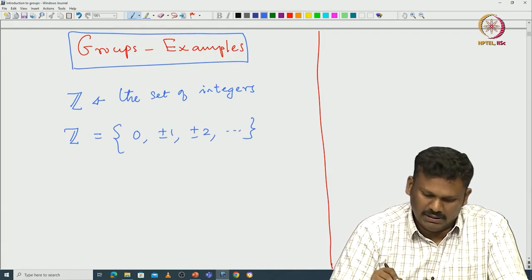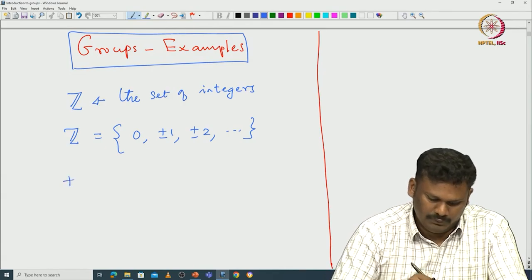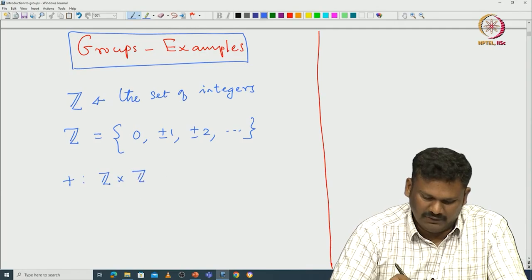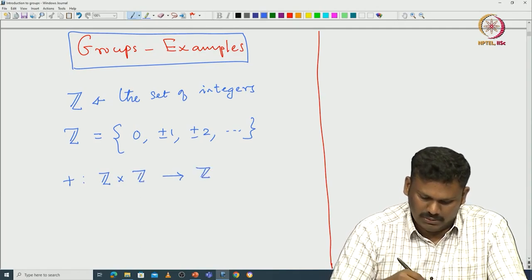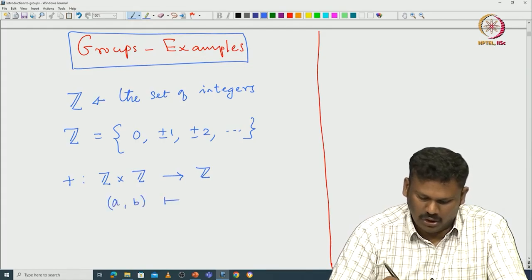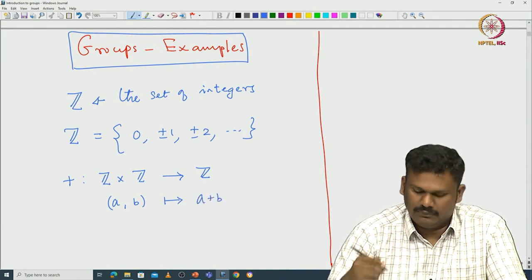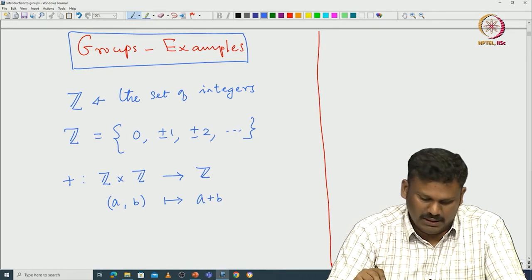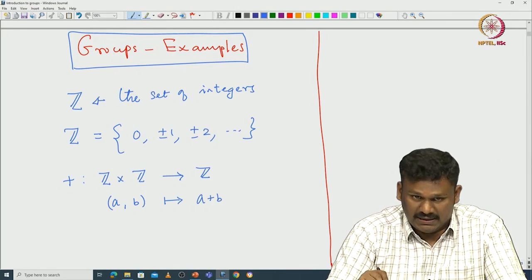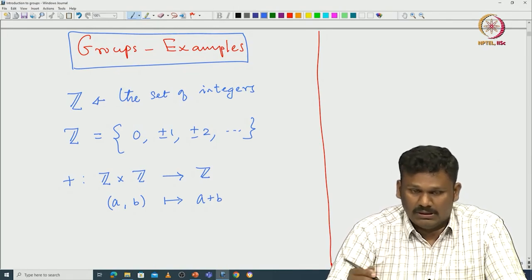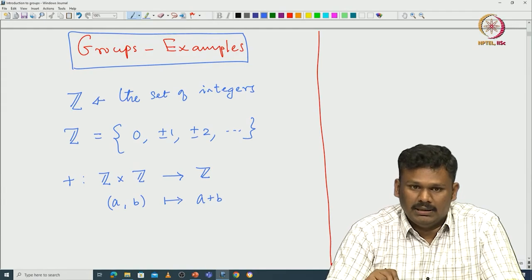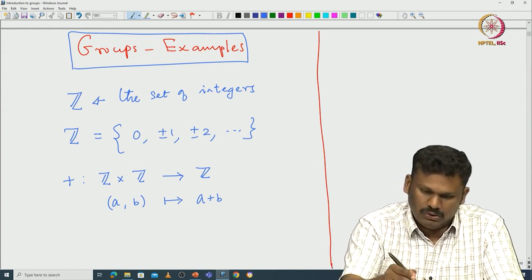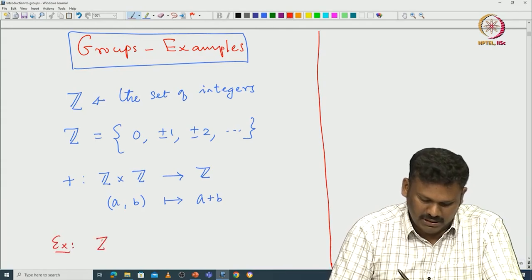With respect to addition, this set is actually a group. This addition is a binary operation defined from Z cross Z to Z. Given a, b which are integers, we talk about the image being just a plus b. You must have already seen the properties of this addition. It satisfies associativity, closure is clear from the definition, and you have a unique element 0 which acts as the identity with respect to addition, and given a you have minus a, which is the inverse with respect to addition. I will leave it to you to check that (Z, +) is indeed a group.